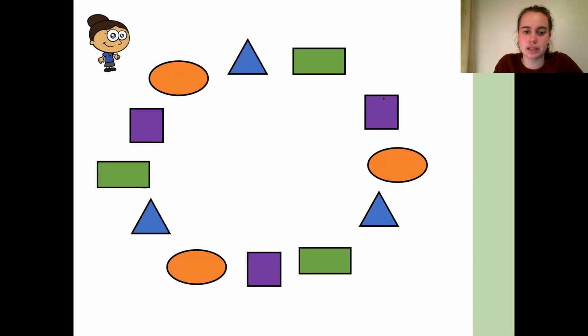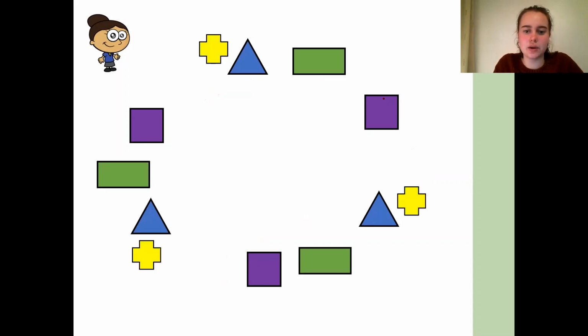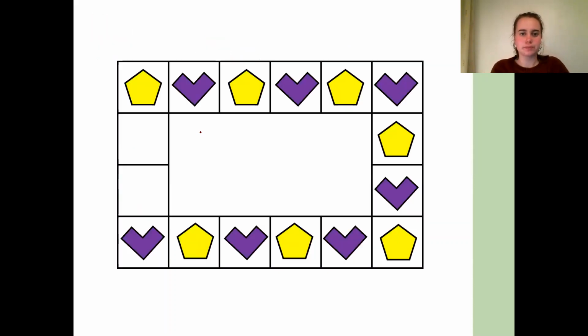We could also change the pattern. Let's add in some crosses and take away those ovals. So we've now got a different pattern that goes cross, square, cross, triangle, rectangle, square, cross, triangle, rectangle, square, cross, triangle, rectangle, square. So I've changed some of the shapes, but there's still a repeating pattern with 4 shapes in each group. So what do you think is going to be missing from these 2 squares?